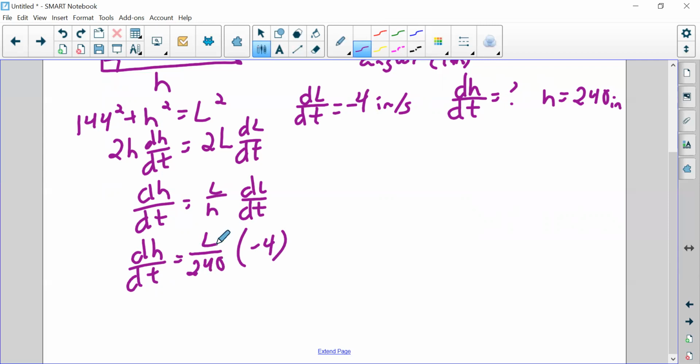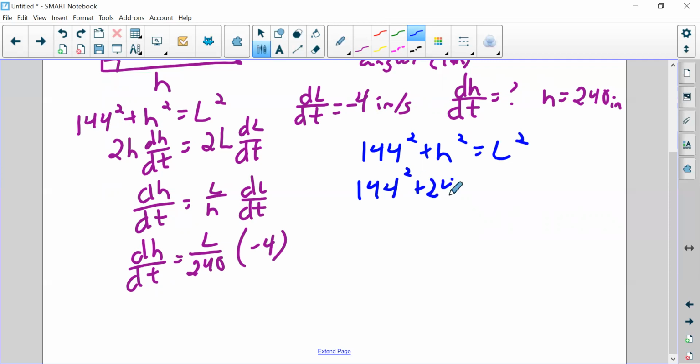We just solve for it using the Pythagorean theorem. So we just go back to that Pythagorean theorem. Now we can solve for it when H is 240. I don't remember what that is, so let's do it really fast.